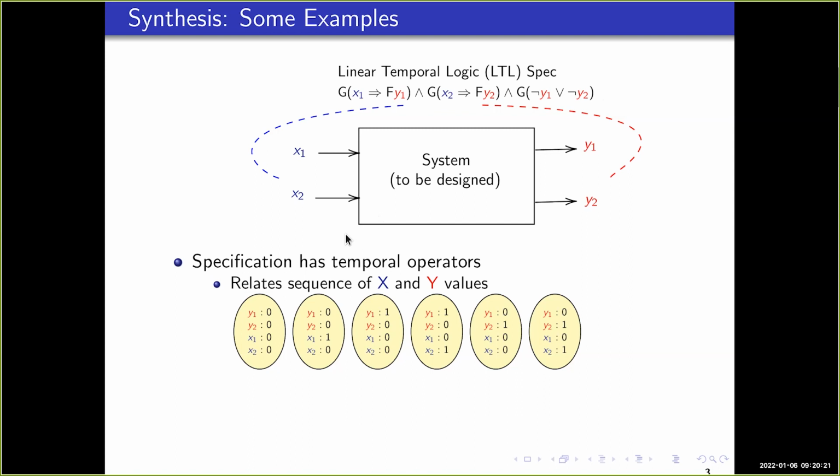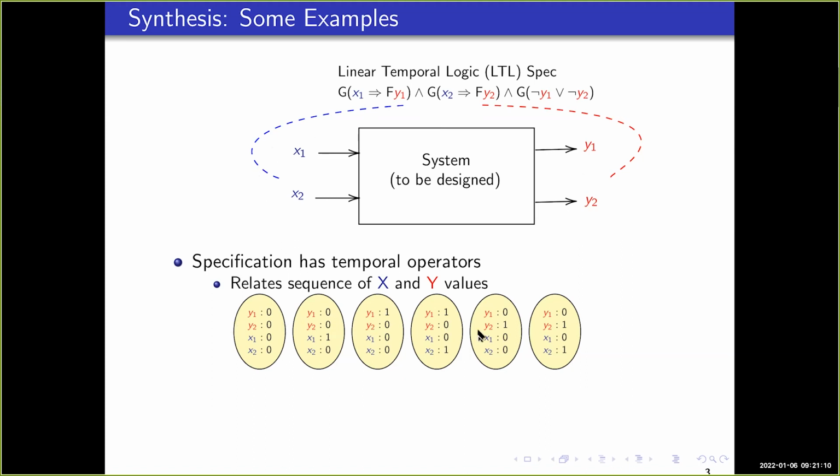One thing to note in this specification is that it has temporal operators, right? So it has G and F and all of those. And I hope you're already familiar with the syntax and semantics of LTL. We will actually cover a little bit of that very, very quickly, shortly. But from whatever you have already studied, it should be clear that this specification, because it has temporal operators, is actually not relating the values of x and y at one point of time. It is probably relating the values of x and y across different points of time. So it relates sequences of x and y values, right? It may need to look into the future, for example, right? This F y1, F y2, and so on.